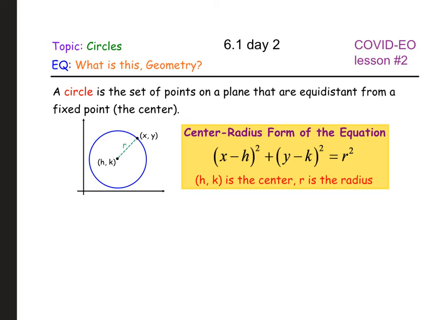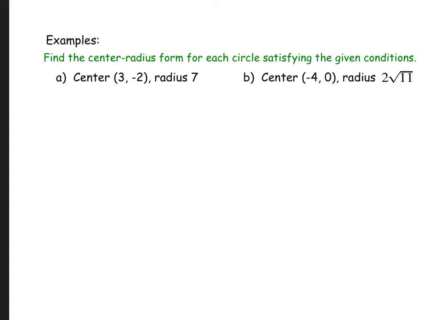So just kind of think about that, and always keep in mind what the equation should look like. Starting off with the easy ones where they're pretty much just giving us everything we know. So here's H, and here's K, and here's R. So just plugging those in.